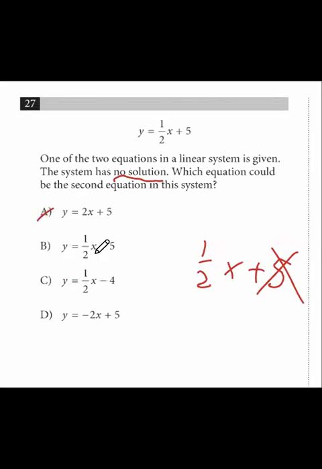That's a different slope. 1 half x plus 5. That's the exact same equation. So no. 1 half x minus 4. This matches. We have the same slope and we have a different intercept. So the correct answer should be C. And in this case, different slope. So the correct answer is C.